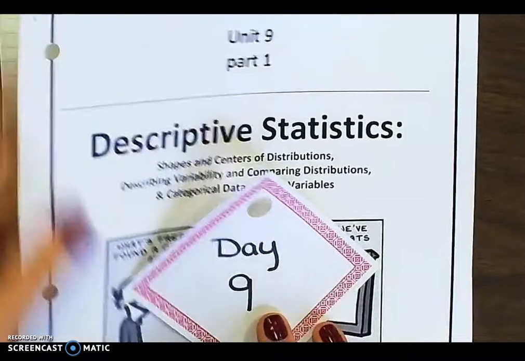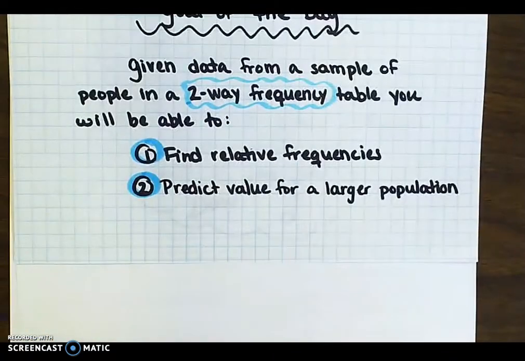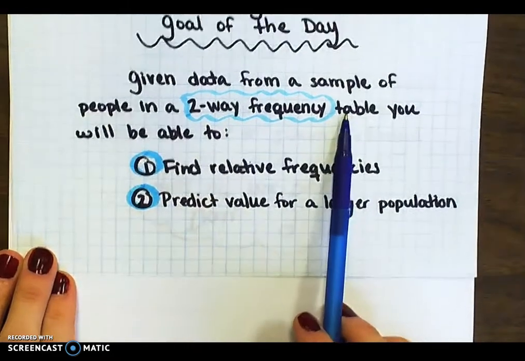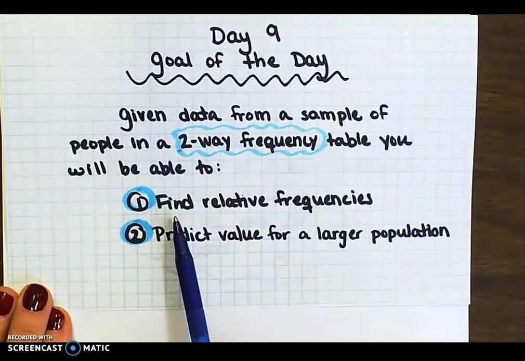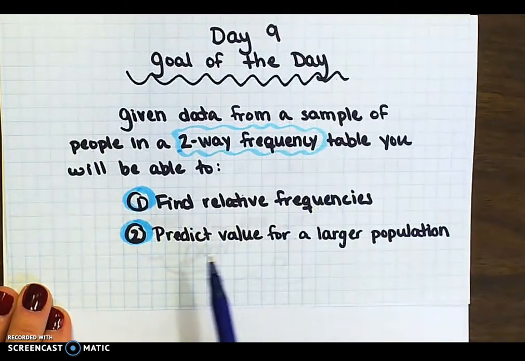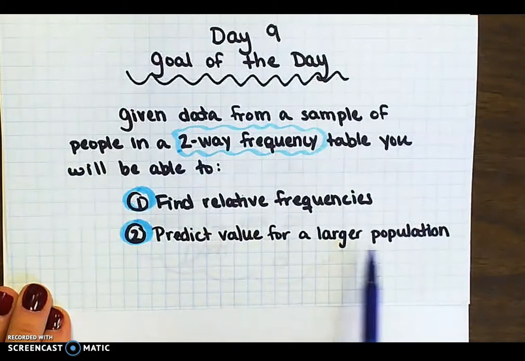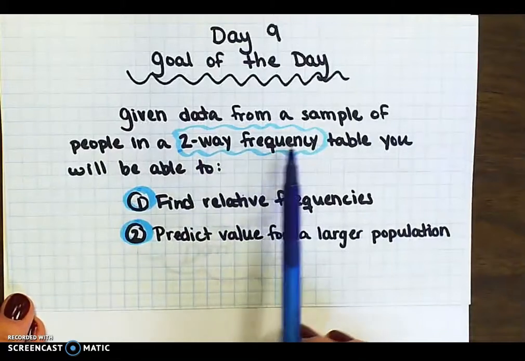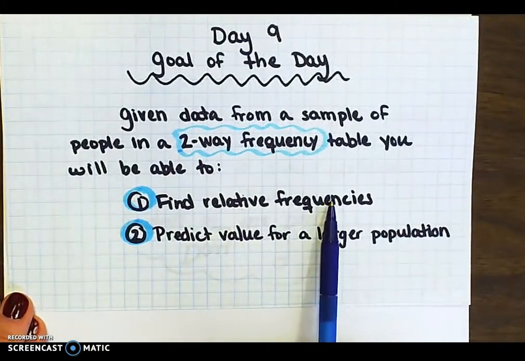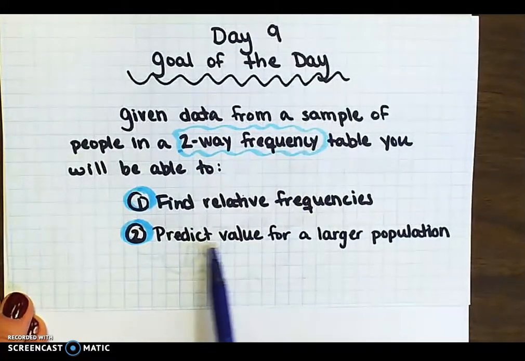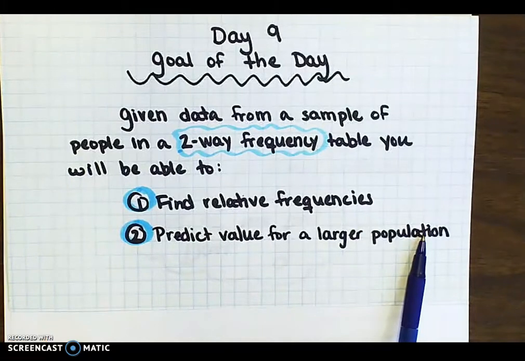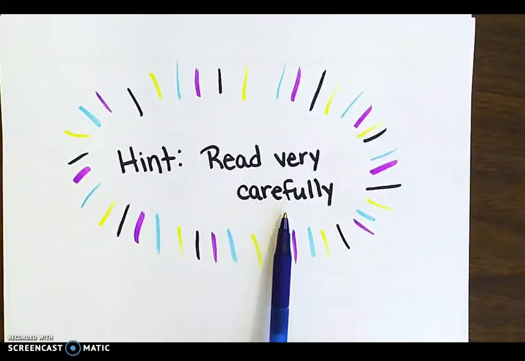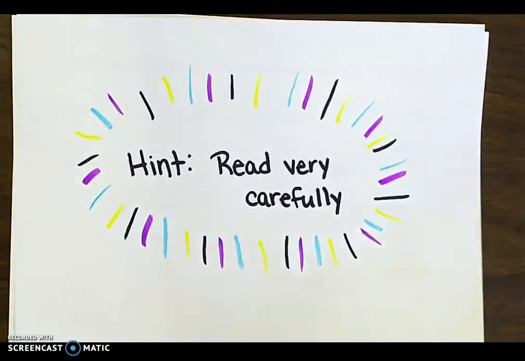All right, so our goal for today: given data from a sample of people in a two-way frequency table, you will be able to find the relative frequencies and predict a value for a larger population. So there's a lot of new things for today. The first being a two-way frequency table, relative frequencies, and predicting values for larger populations. My big helpful hint for today is to make sure that you read very carefully. All right, so let's go ahead.